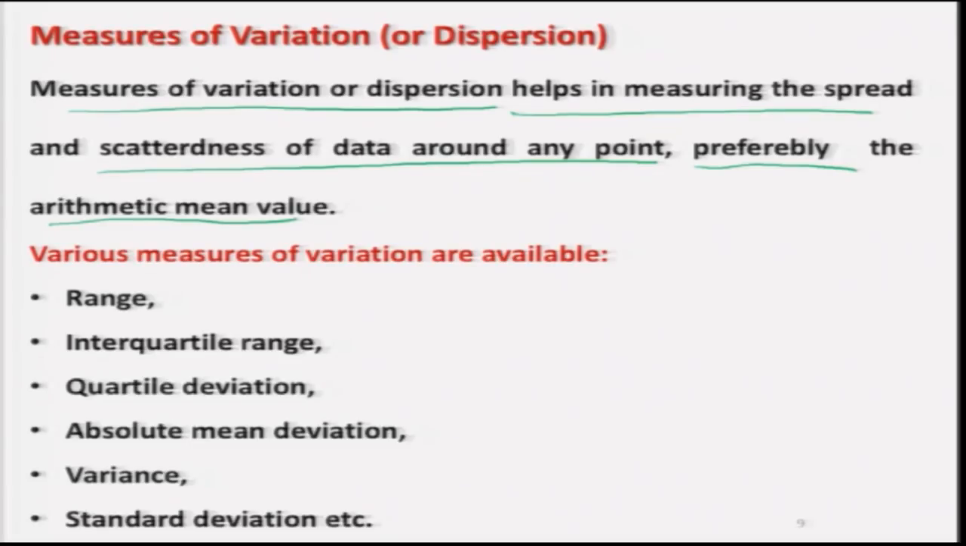Now, there are different types of measures available in statistics. There is a long list, but I will take some of them in the given time, those which I can show you easily on the R software. There are measures like range, interquartile range, quartile deviation, absolute mean deviation, variance, standard deviation, and some graphical things also. I will consider these measures in this lecture and the forthcoming lectures, and show you how to measure them on the R software also.